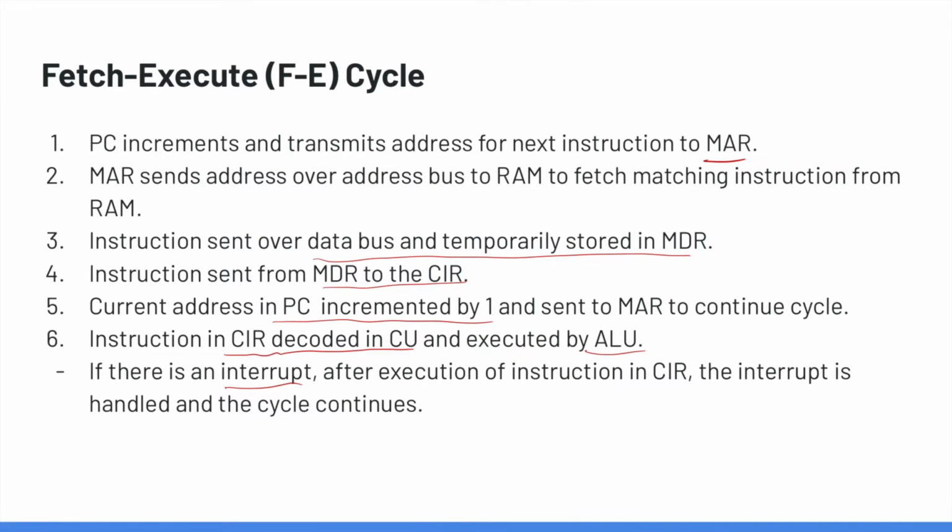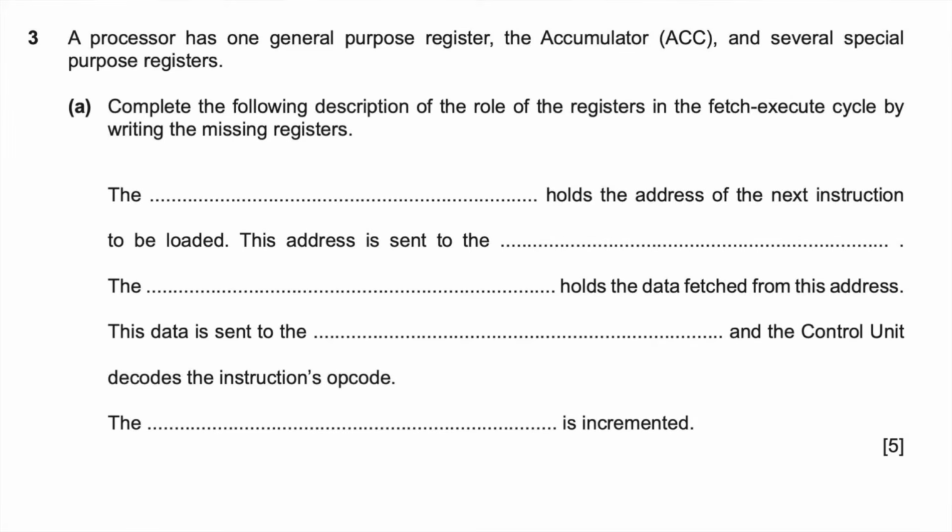Anyways, that is the fetch execute cycle, also known as the fetch decode execute cycle. Now to see how this will pop up in the A-level exam, let's take a look at an A-level example. Right here, a processor has one general purpose register, the accumulator, and several special purpose registers. We'll get into exactly what these are in future slides, but basically we have registers. Complete the following description of the role of the registers in the fetch execute cycle by writing the missing registers.